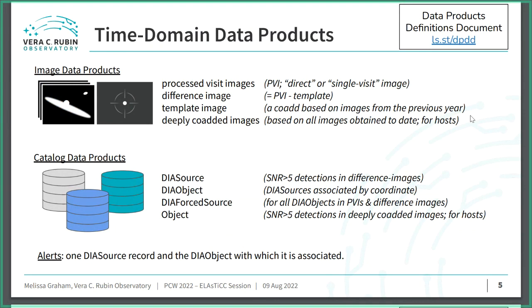There will also be a DIA forced source catalog, where forced photometry is done on the difference image at the location of every DIA object. So you might have a variable where only sometimes it becomes a DIA source, because only sometimes we can detect it at signal to noise ratio greater than 5, but you want forced photometry when it goes below that. So in that case, you're using the DIA forced source catalog. The fourth catalog that I've included here as relevant for transient science is the object catalog, because those are the detections on the deeply co-added images. So that's where you're getting your host galaxy brightness, size, color, shape, all that kind of stuff, from the object catalog. And then of course, down at the bottom here, I have the alerts, which is the data product we just talked about as relevant for time domain astronomy.